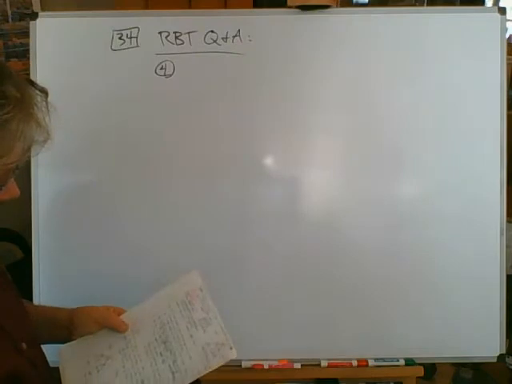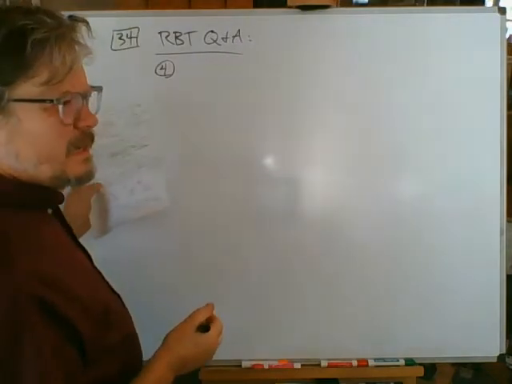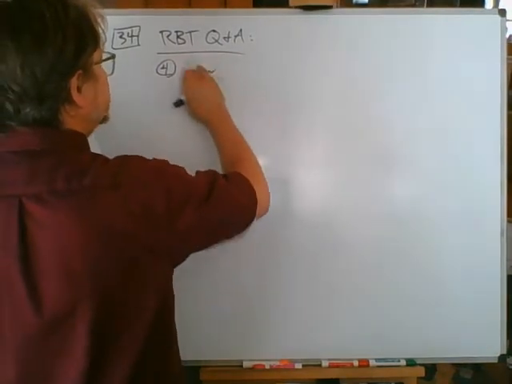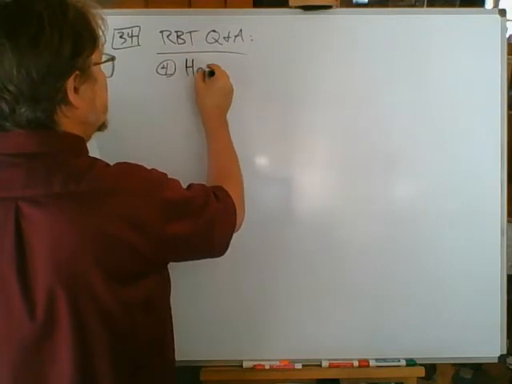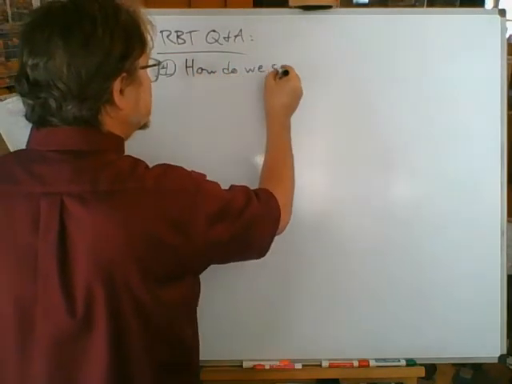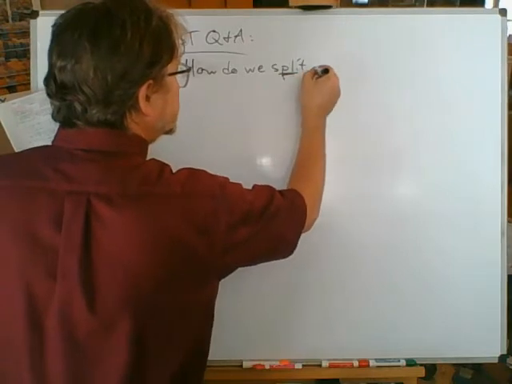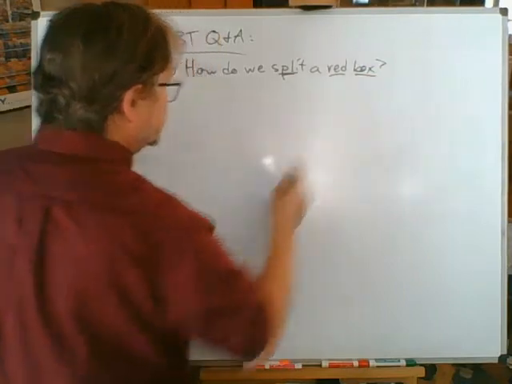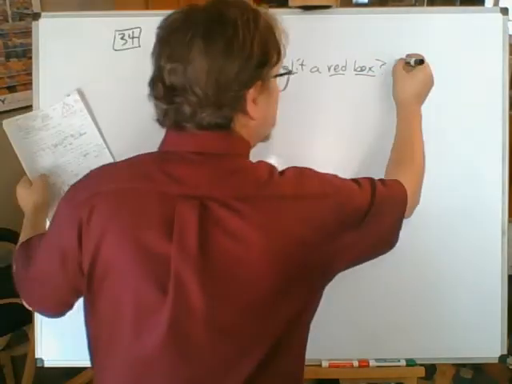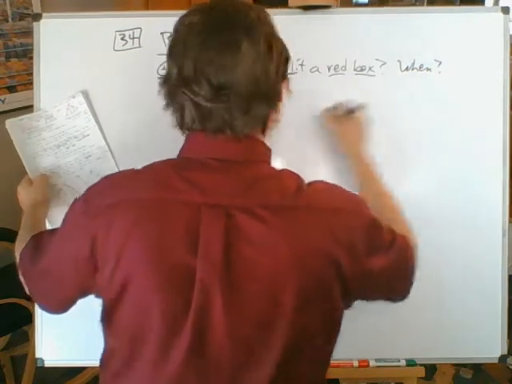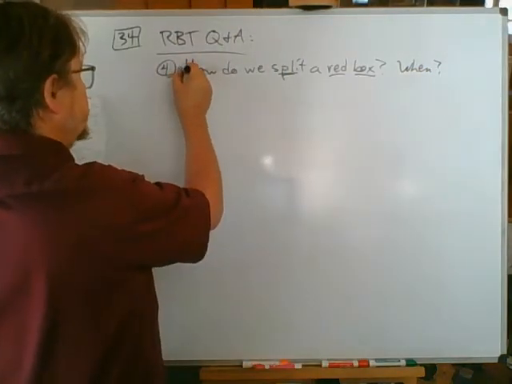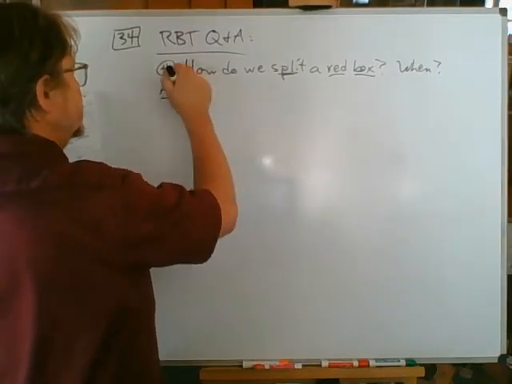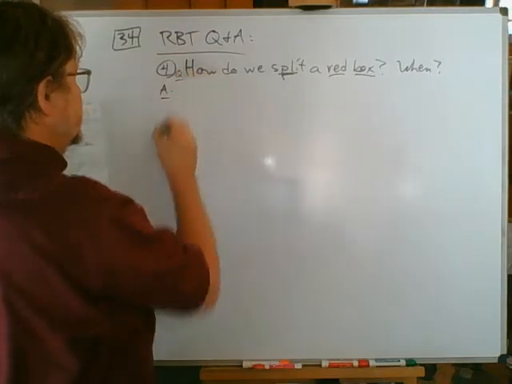Moving right along. How do we split a red box? And when? When do we do that? How? With a capital H. How do we split a red box? When are we going to do that? Two-part question. Q over here for question, A over here for answer. Q. There. It's miniature, but it's good.